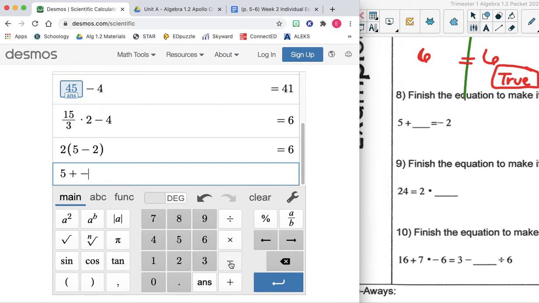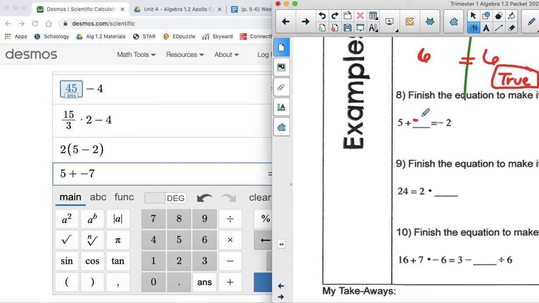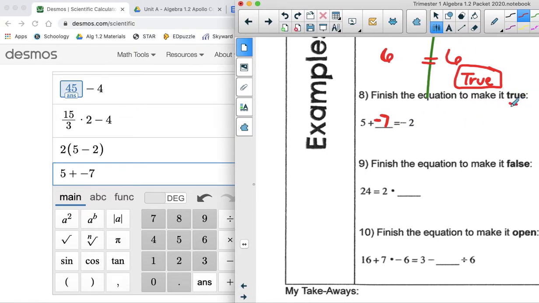And if I do like a -3, I still get a positive answer. I'd get positive 2. I need a -2. So I need a number that's bigger than 5 to get into those negatives. So let's try -6. That's -1. So I'm just going to delete that. -7. There's my -2. So if I put in a -7 here, that makes it a true equation. Remember, true means it actually equals.